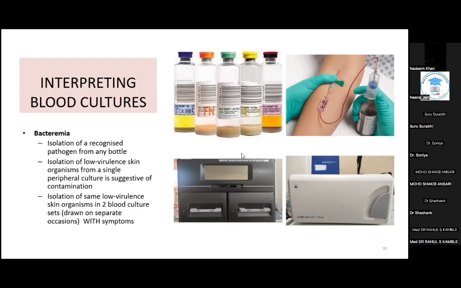So we have various bottles, and we have various machines also. Some are fluorescence-based, some are color-based. For blood cultures, it is also very important to understand the correct temperature required for collection, storage, and transport. The blood culture bottle should be stored at room temperature, like CSF samples, while other microbiology samples should be refrigerated at 2 to 8 degrees Celsius.